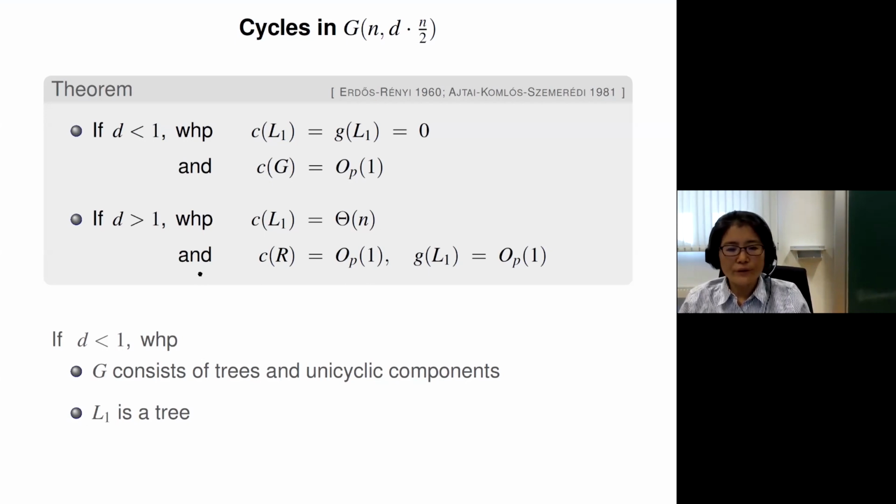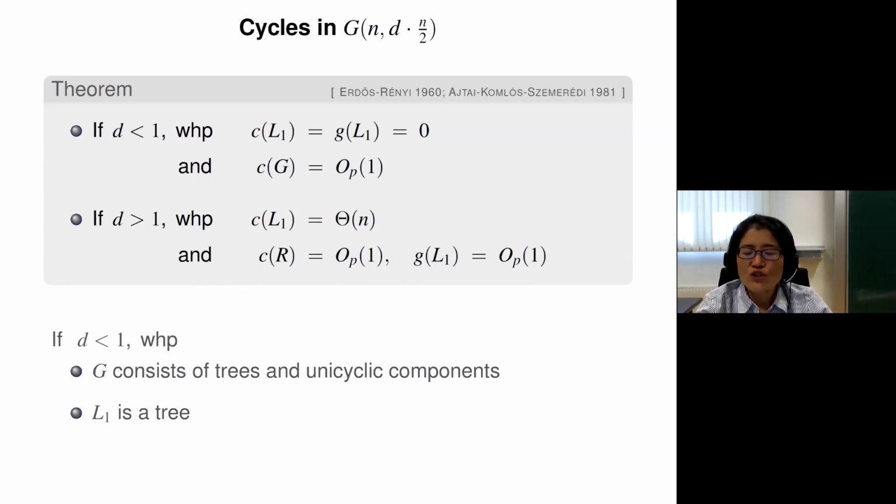On the other hand, due to the symmetry rule that we discussed earlier, the fragment, its circumference is of constant order, as well as the girth of the largest component, which is of constant order. And this is a very well-known result by Erdős–Rényi.